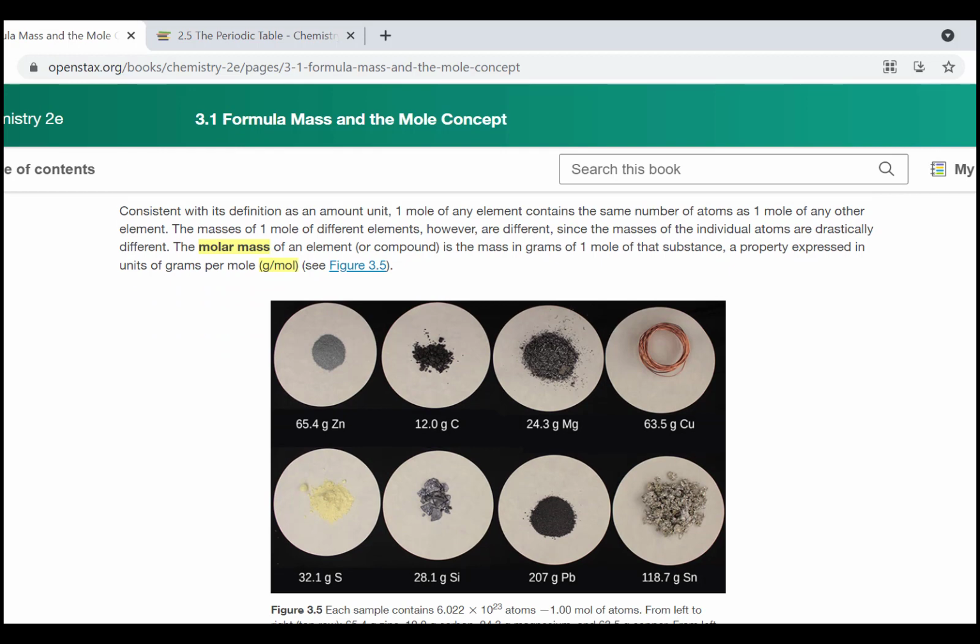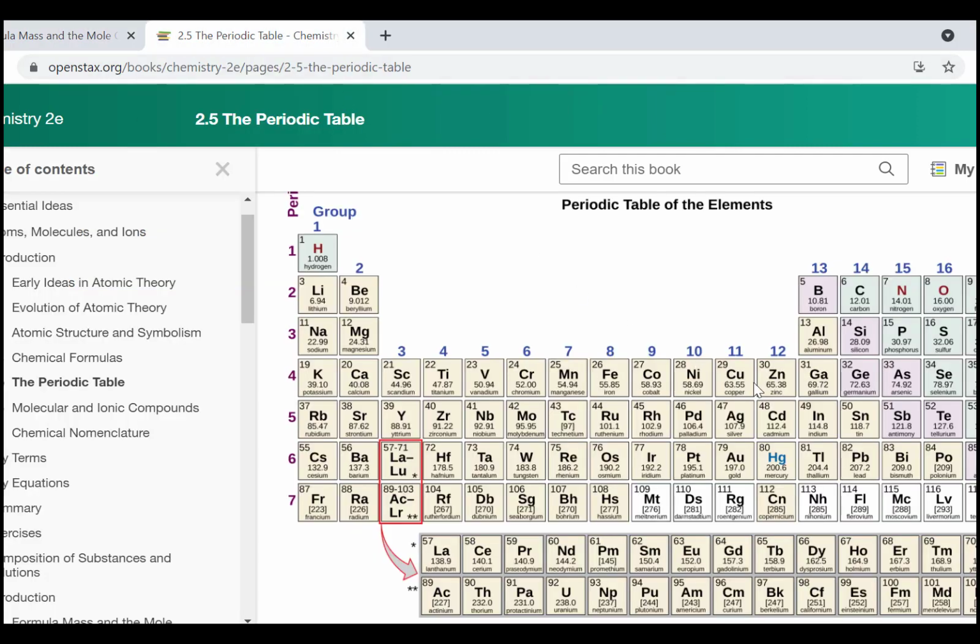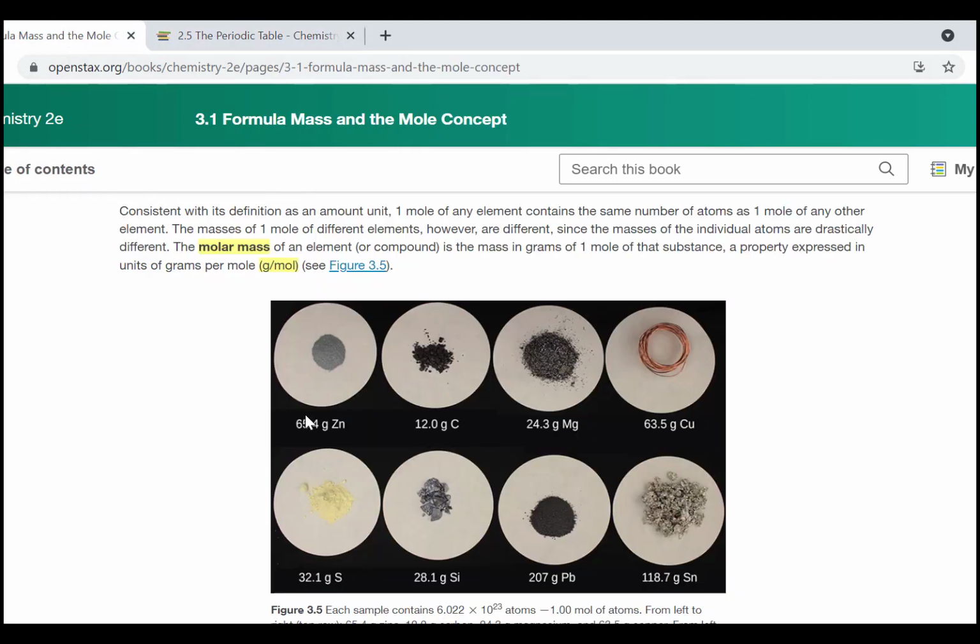So if we look on the periodic table at these substances, and here we're showing to just 3 significant figures. So let's go back to our periodic table. We can see zinc 65.38 to 3 significant figures. We're calling that 65.4, and that's grams. Okay, so this is 1 mole of zinc. And then similarly for these other elements.